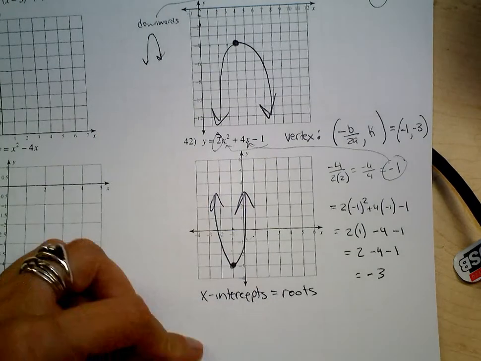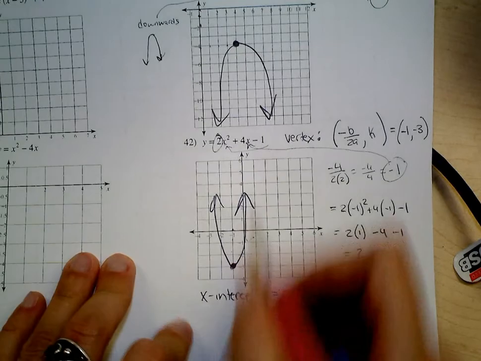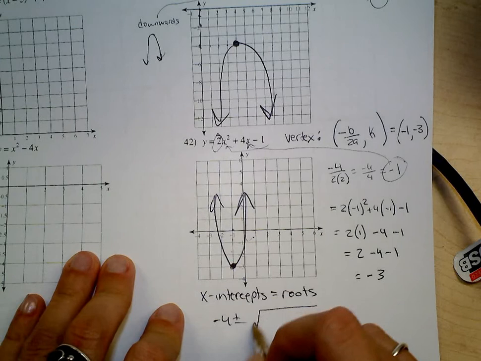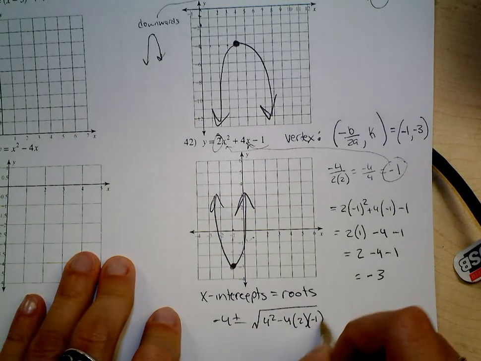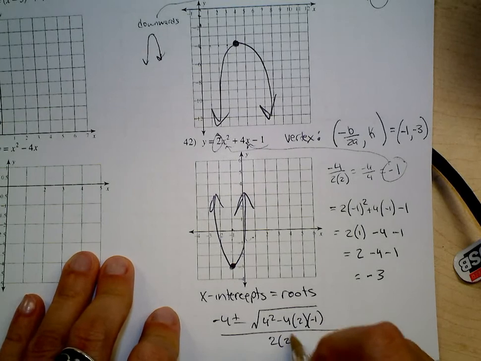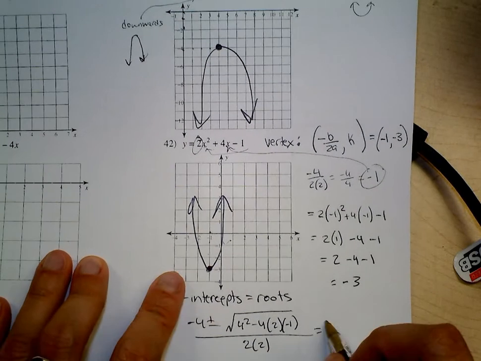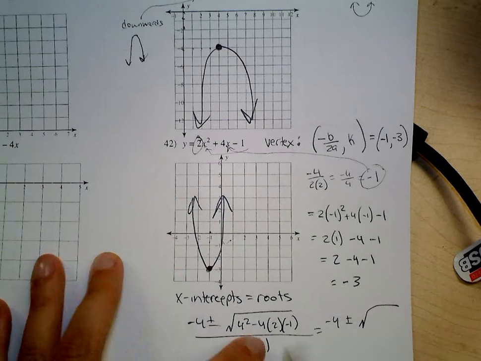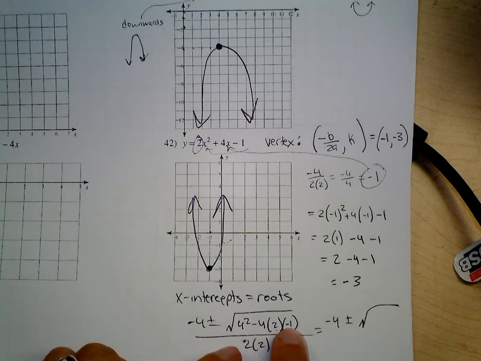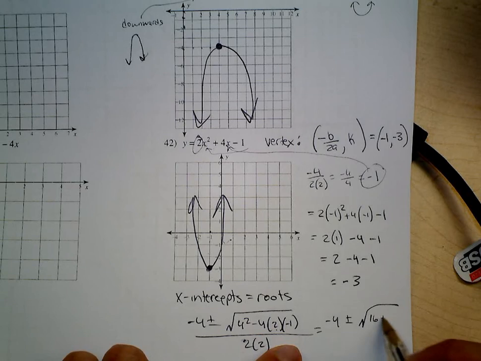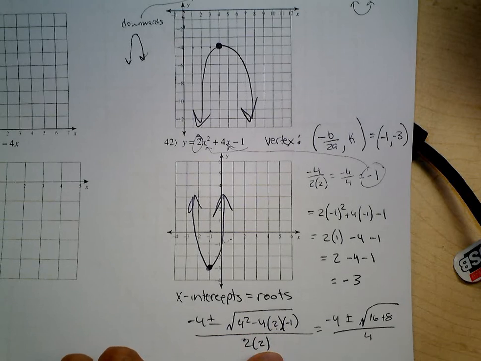I'm going to do the quadratic formula. So negative 4 plus or minus the square root of 4 squared minus 4 times 2 times 1 all over 2 times 2. All right, so negative 4 plus or minus the square root. Negative 4 times 2 gives me a negative 8. Negative 8 times negative 1 gives me a positive 8. So here I have a positive 8, and this is going to be 16 plus 8 over 4. Negative 4 plus or minus. So 16 plus 8 is going to give me 24.